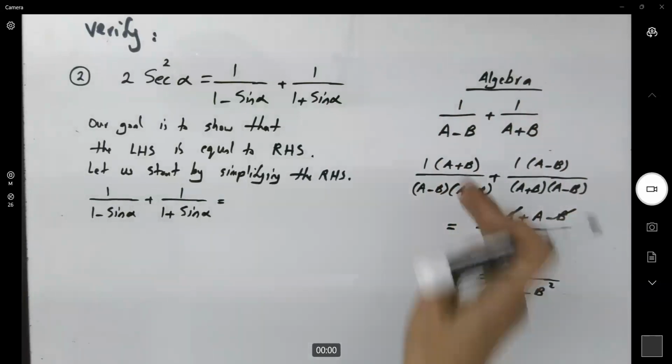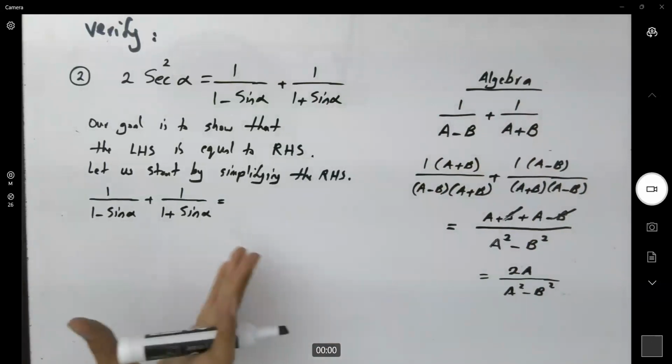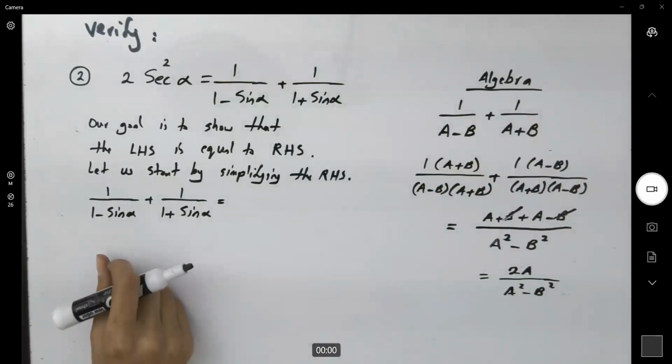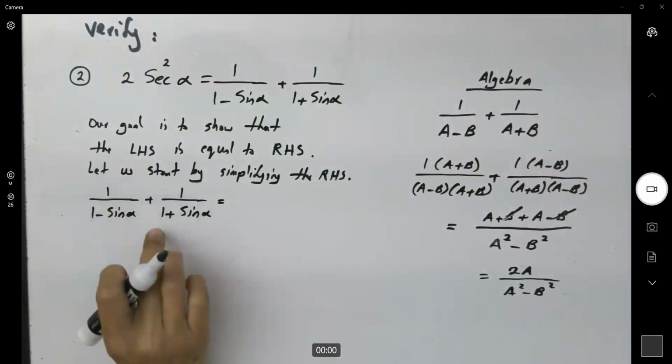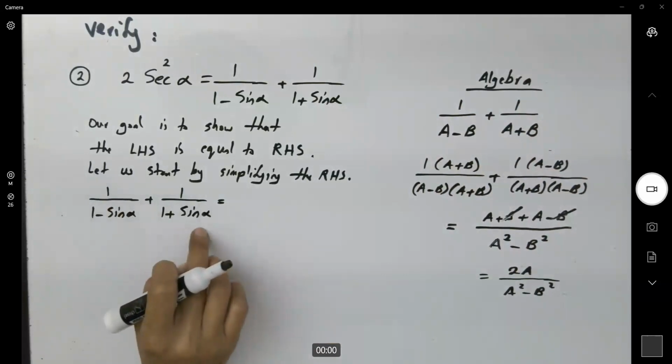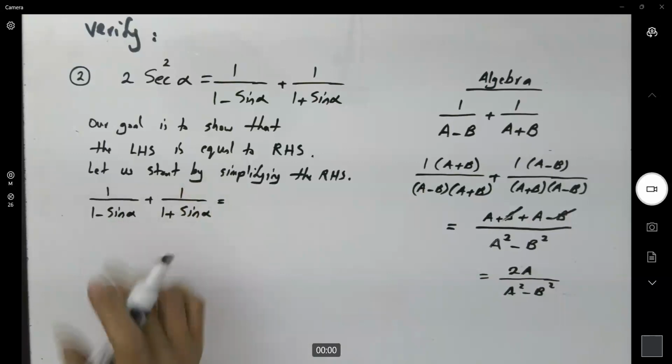So this is the algebra that we did for different types of expressions. Now, instead of these expressions, we have trig functions. The process is the same. There's no difference. There you go. So we're going to multiply the first fraction by 1 plus sine alpha, and the second fraction by 1 minus sine alpha.